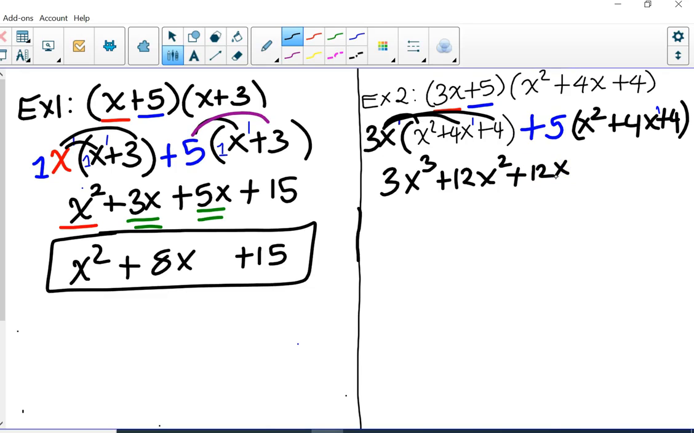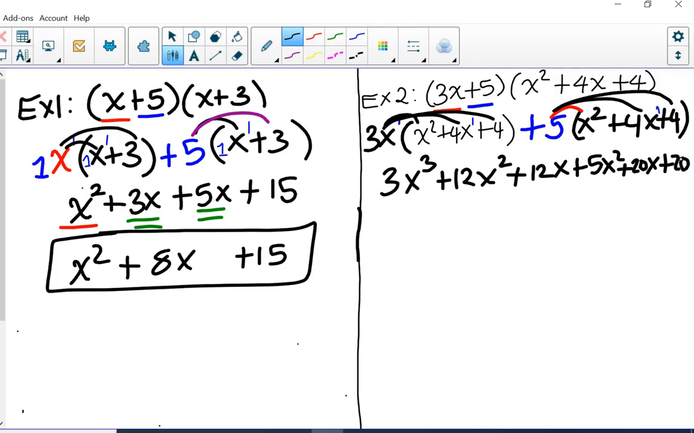Once you've done that, you want to go ahead to your next term. So we have 5 times x squared. We're going to say 5 times x squared, that will be 5x squared. We'll say plus 5x squared. Next we have 5 times 4x. That 5 times 4 is 20, and then 1x. So it will be plus 20x. Next you're going to do 5 times 4. 5 times 4 is 20. Plus 20.